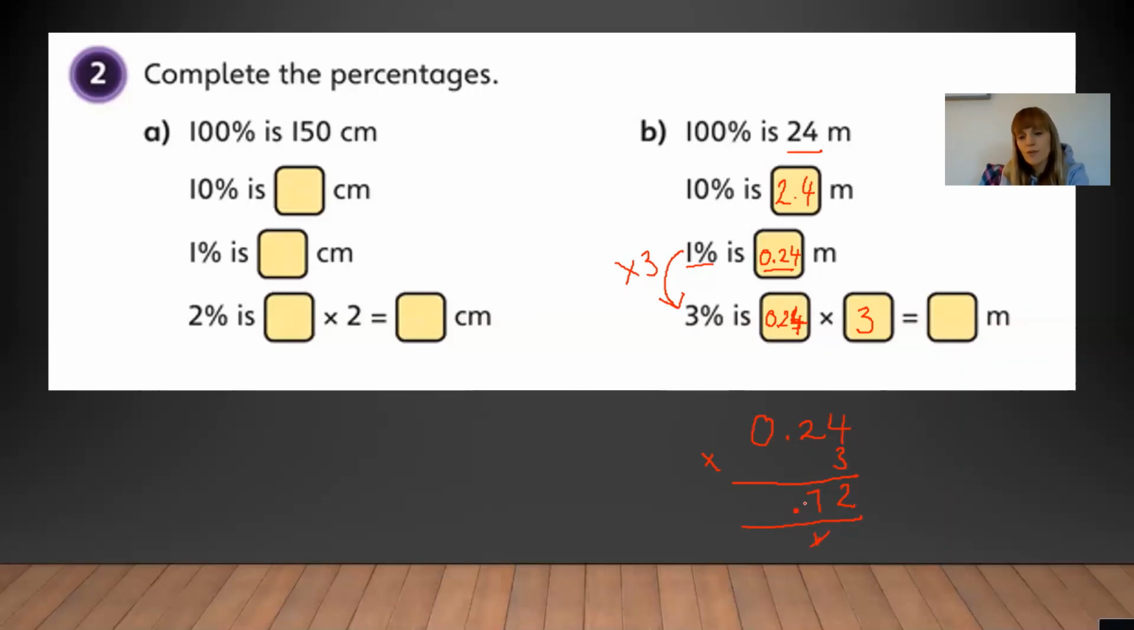A little tip, some of you have been answering questions like this and just leaving it like that, 0.72. Please remember to put a placeholder of a 0 in your ones if there is nothing in there. Okay, so our final answer here would be 0.72.